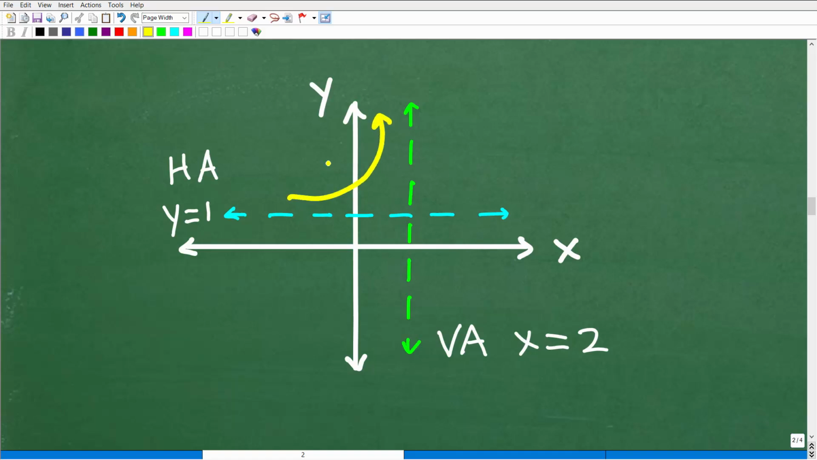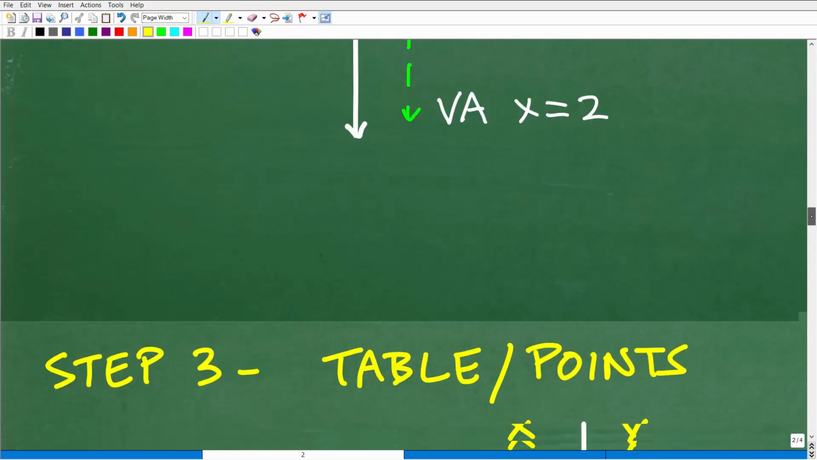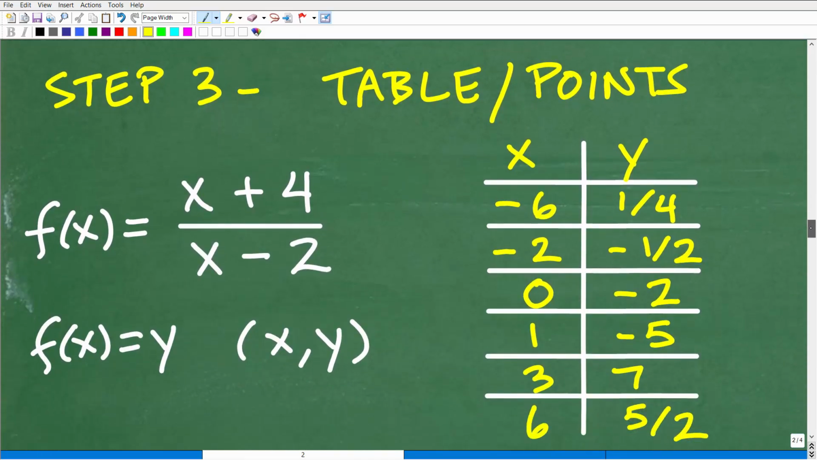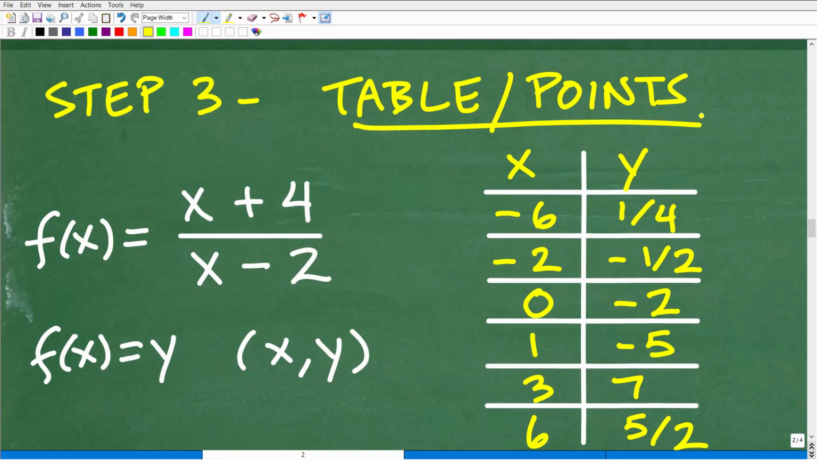So it could maybe be something like this. It could be something like that. That's one possibility. Or maybe this or this. We just don't know, right? We don't know yet what the branches will look like, but there is a nice little way to figure this out. And the way to figure out any graph in algebra or any more advanced mathematics is you can always construct a table of values, and that's what we're going to do here.